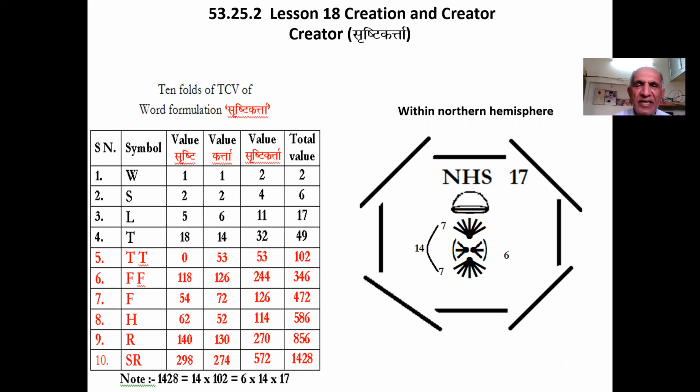On the computer screen is the table of Srishtikarta. It is of two components, Srishti and Karta, and then it is a composite formulation, Srishtikarta. And in the fifth column, the 10 values of Srishtikarta are 2, 4, 11, 12, 53, 244, 126, 114, 217, 572. And the integrated sequential reach of these values comes to be 2, 6, 17, 49, 102, 346, 472, 586, 856, and 1428.